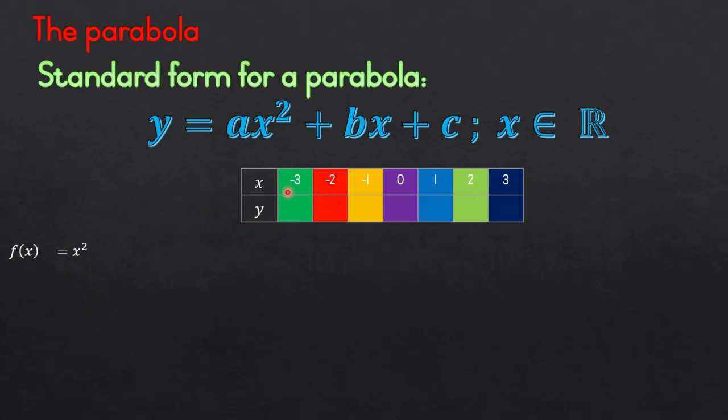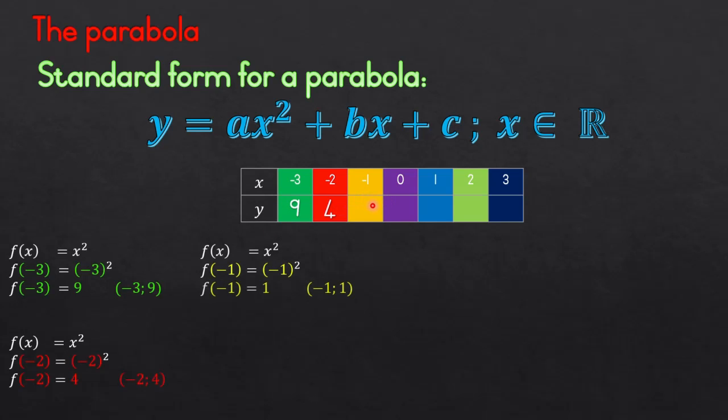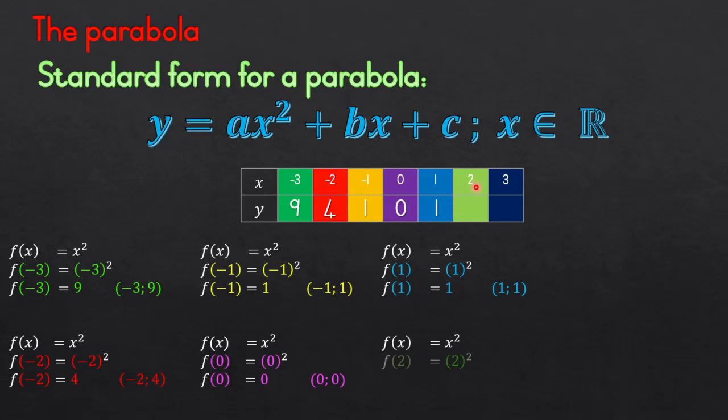So this one is quite easy, it's just squared, so take the number and square it. The square of negative 3 is 9, therefore our first number is 9. The square of negative 2 is 4. The square of negative 1 is 1. Square of 0 is 0. Square of 1 is 1, and square of 2 is 4. Square of 3 is 9.